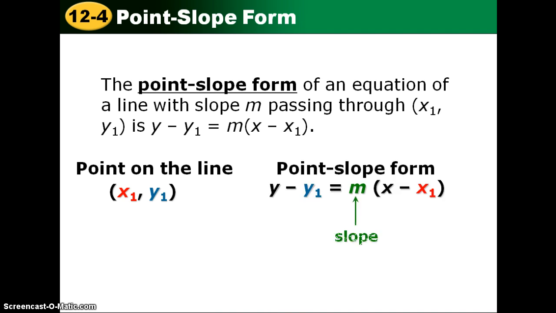The point-slope form takes the variable y minus the first y point equals the slope m, and then times the quantity x minus the first x point. Anything that's in a color that is not black is something that's going to get replaced with a number.